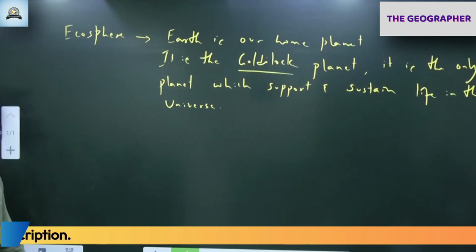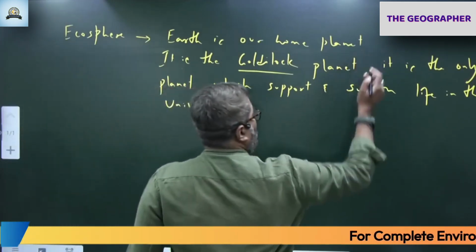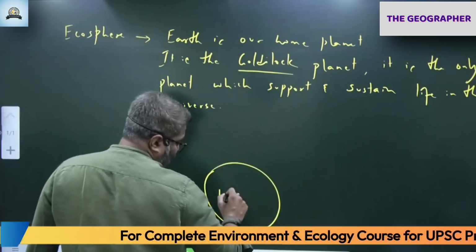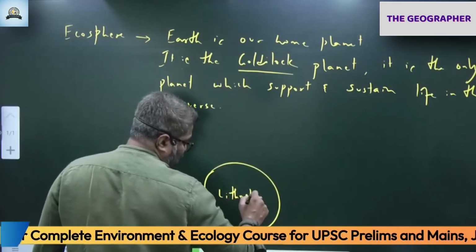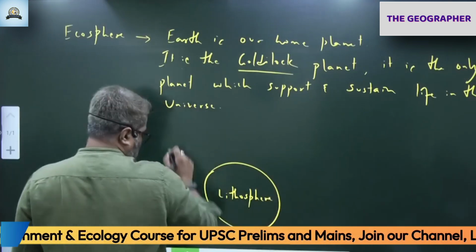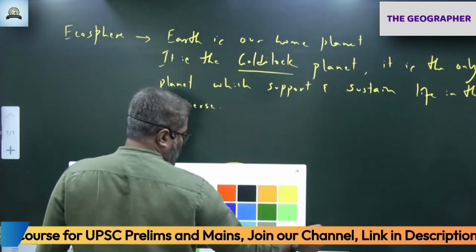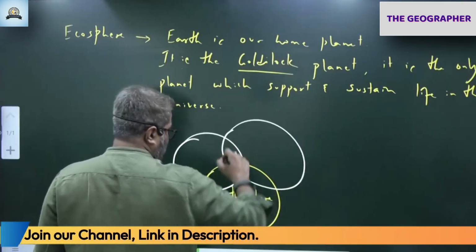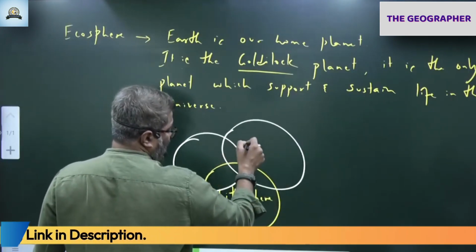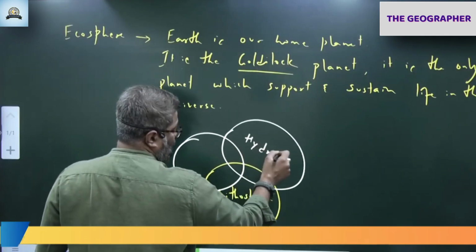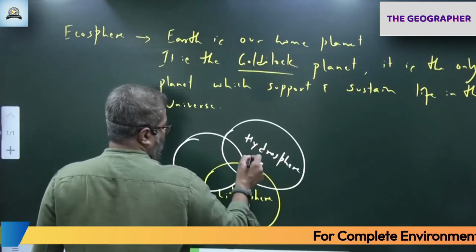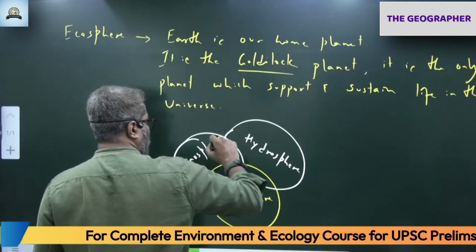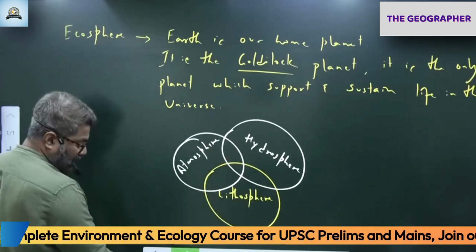Earth is our home. So in our geography class also I have written this. Land I called it lithosphere. Air and water also I had written as two circles like this. For water I called it hydrosphere. For air I called it atmosphere. Many of you remember this Venn diagram. We had written this.